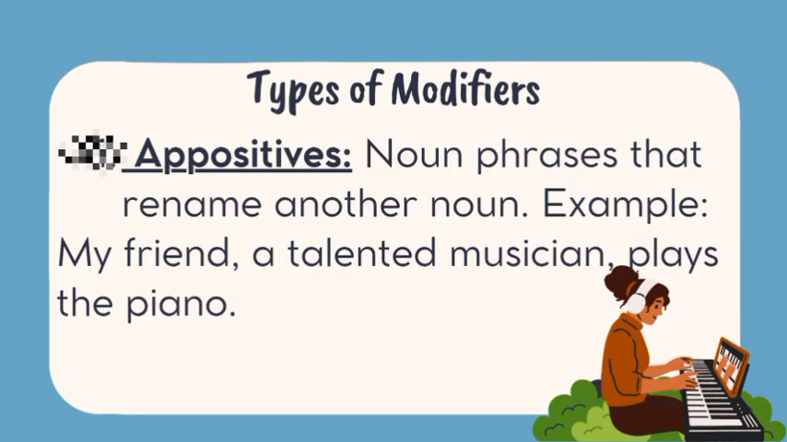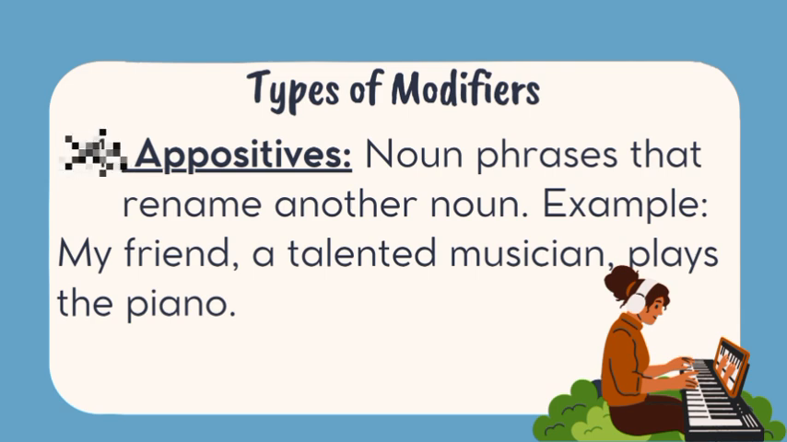And the last type is appositives. Noun phrases that rename another noun. That's what appositives are. Examples are: my friend, a talented musician, plays the piano. So a talented musician there is the appositive modifying my friend.